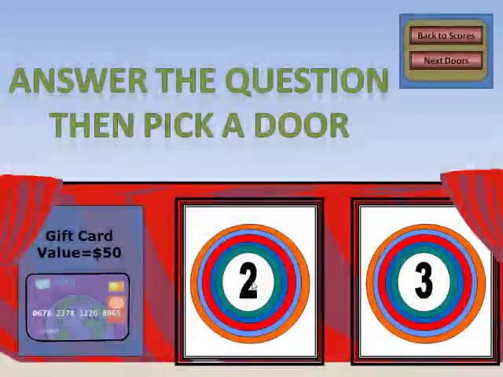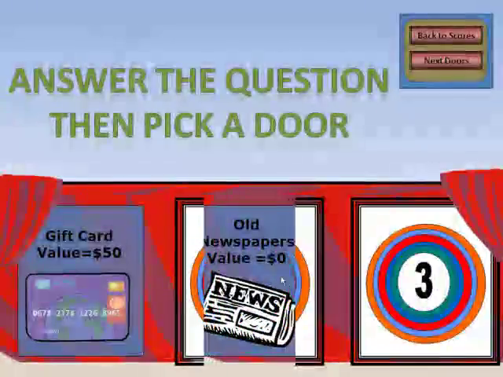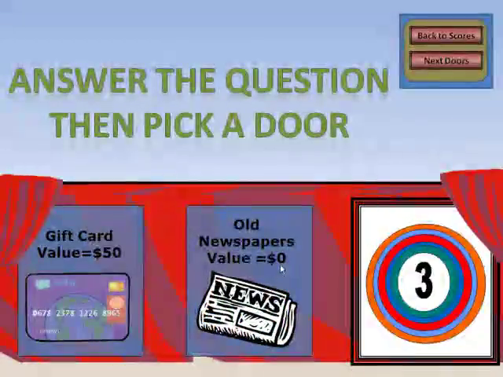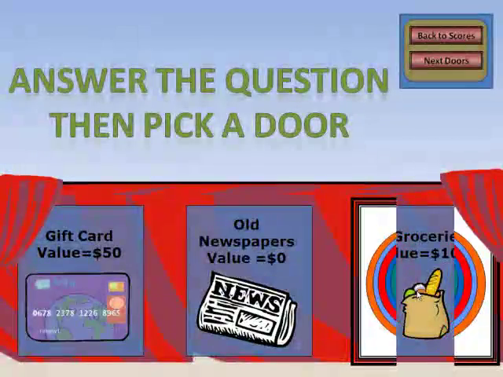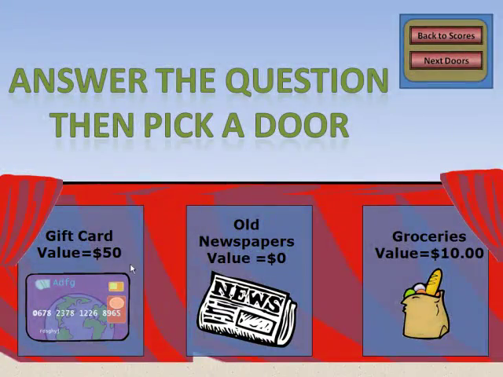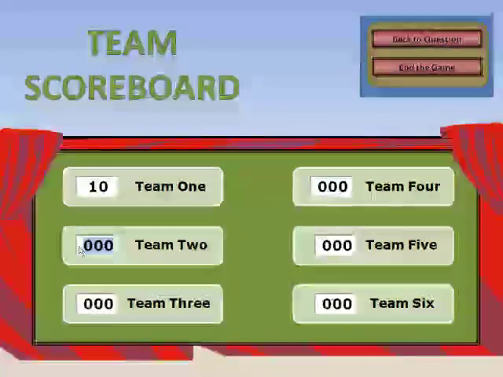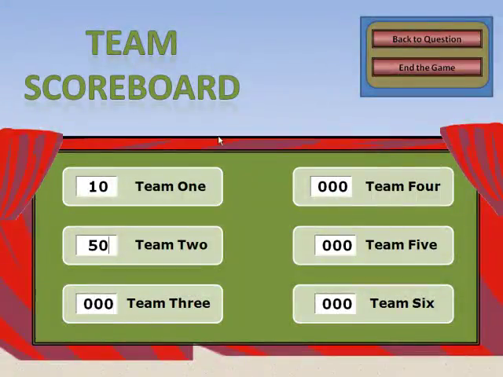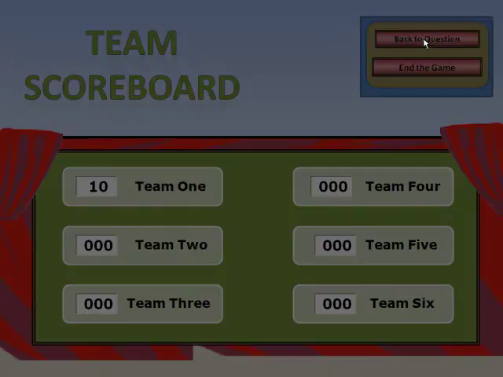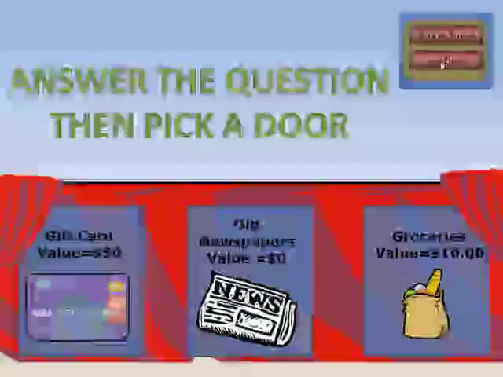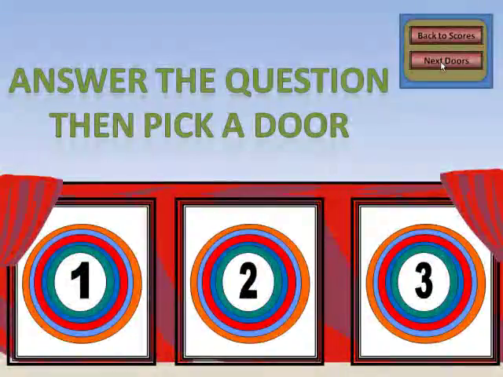Just to give you an example, if they had chosen door 2, nothing but old newspapers worth nothing, and door 3, groceries. So we're going to go back to scores in the upper right and give team 2 $50 for their winnings there, and then we're going to click back to question in the upper right, and we will now go to next doors. We continue this until the instructor has run out of questions or the winner has been declared.